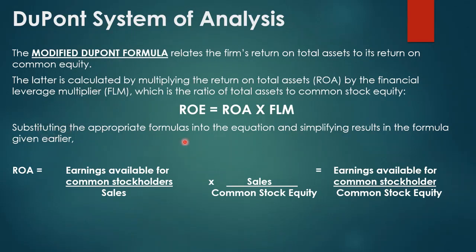So, substituting the appropriate formulas into the equation and simplifying results in the formula given earlier. Now, si ROE, return on equity ito. Now, as you know, si ROA, earnings available for common stockholders divided by net sales times the net sales divided by common stock equity, which is the FLM. So, as you know, sa algebra, cancel out, ang matitira, si earnings available for common stockholders, or also known as net income after the share of the preference dividend, divided by the common stock equity. Kung anong answer nito, yun si return on equity, as nakita natin kanina sa profitability ratio. So, gaya ng sabi ko, more in-depth lang to si DuPont analysis.